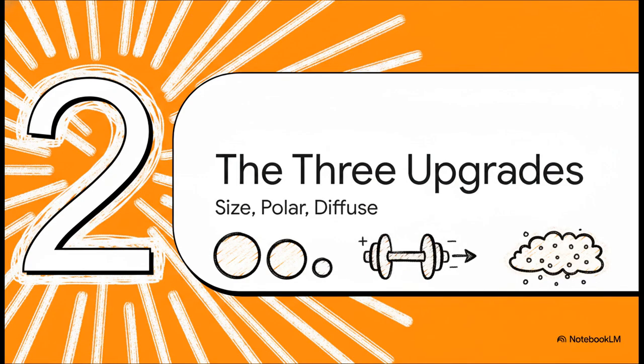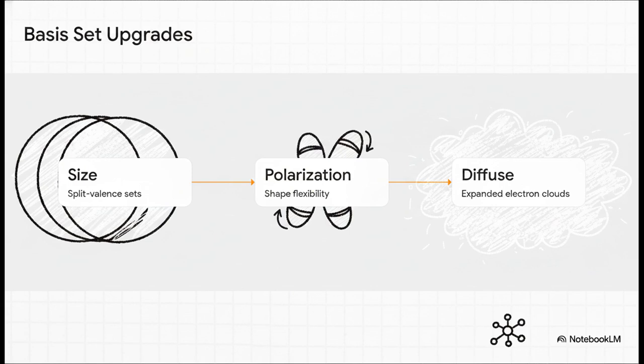Moving right along to section 2, the three upgrades. That's size, polarization, and diffuse functions. So, every time you want a better, more accurate answer from Gaussian, you are usually adjusting one of these three levers. This is your essential toolkit triad: size, polarization, and diffuse functions. Let's break down exactly what each one of these does to your molecule.